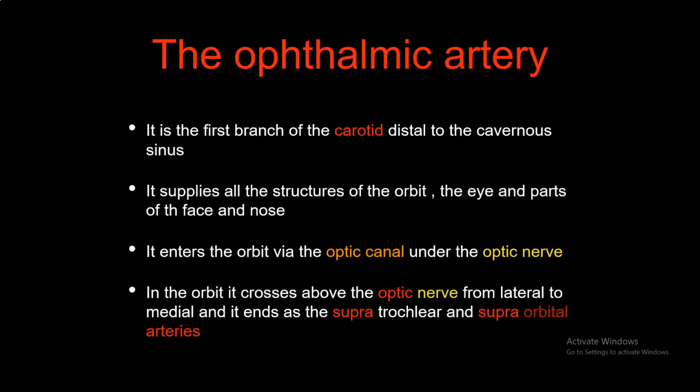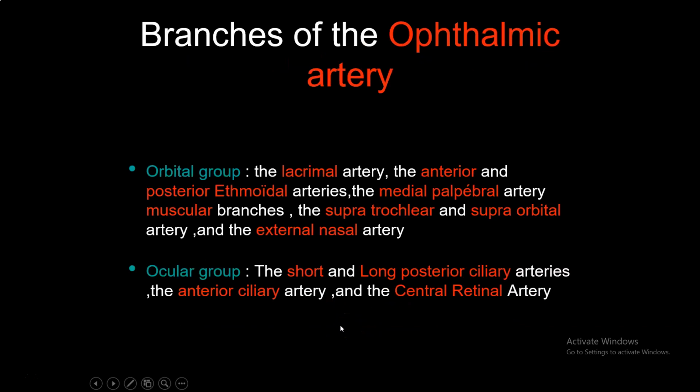The ophthalmic artery is the first branch of the carotid distal to the cavernous sinus, and as soon as it passes from the cavernous sinus, it gives off the ophthalmic artery. In 6% of cases, it arises from the carotid inside the cavernous sinus, and it supplies blood to the orbit, the eye, and parts of the face and nose. It enters the orbit under the optic nerve in the optic canal, and in the orbit it crosses above the optic nerve from lateral to medial, and it ends as the supratrochlear and supraorbital arteries.